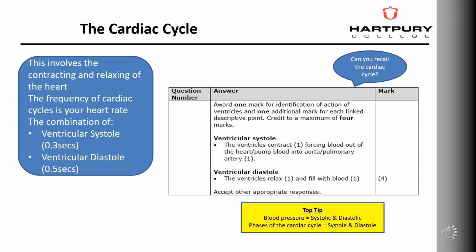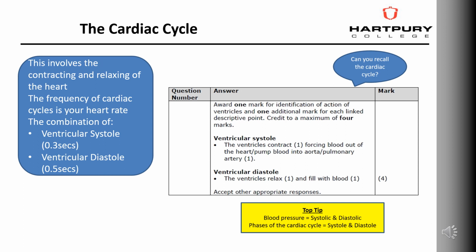The cardiac cycle then, this involves the contraction and relaxation of the heart. So the frequency of the cardiac cycle is your heart's rate, okay? So the combination of a ventricular systole, which lasts 0.3 seconds, and ventricular diastole, which lasts 0.5 seconds. So in total, the cycle lasts 0.8 seconds.